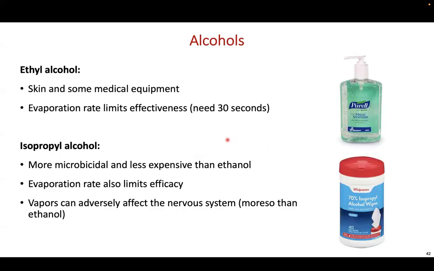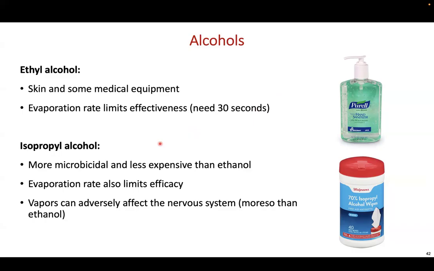So now let's talk much more about some of the things that contain these subgroups. When we talk about ethyl alcohol, ethanol, these are normally used for skin and medical equipment disinfection, and they evaporate easily. So for that reason, they are less effective if you need something lasting more than 30 seconds, because you can only use it about 30 seconds and it just evaporates.